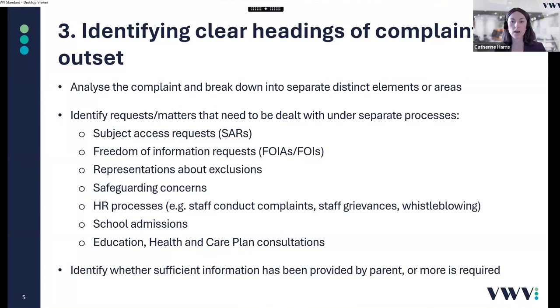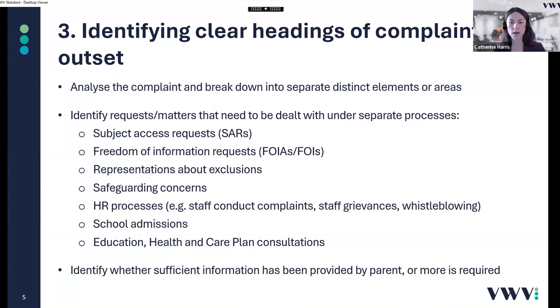So part of this is going to involve identifying particular request matters that need to be dealt with under separate processes. And we recommend that your school's complaint policies set this out. So for example, things that would fall outside the scope of the complaints policy would be subject access requests, freedom of information requests, representations about exclusions, safeguarding concerns, and matters that invoke a separate HR process. So that's things like staff conduct complaints, staff grievances, and whistleblowing.